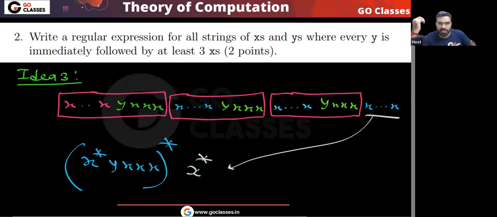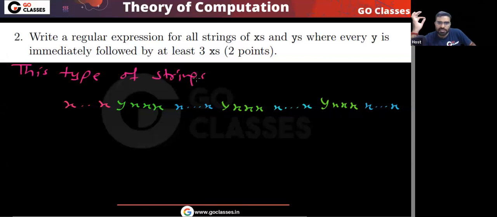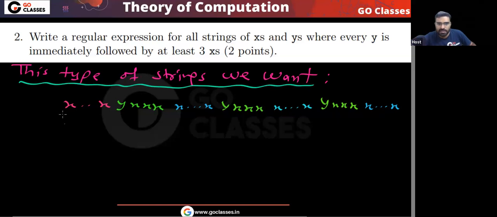Please tell me, did you understand? Did you notice one thing? This type of strings we want. Please notice what is happening. Something very interesting: this type of string we want. Do you agree that this type of strings we want? Yes or no?